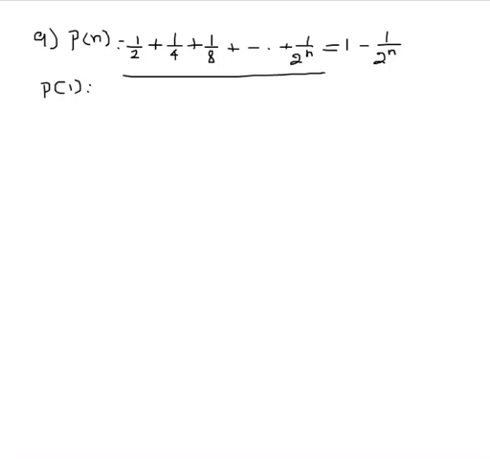Question 9. The P of n statement is 1 by 2 plus 1 by 4 plus 1 by 8, etc. The nth term is 1 by 2 power n, and this summation is 1 minus 1 by 2 power n. P of 1 statement: here the left hand side has n terms, but P of 1 will have only one term, which is half. On the other side, n is 1, so 1 minus half is also half. Therefore, P of 1 is true.